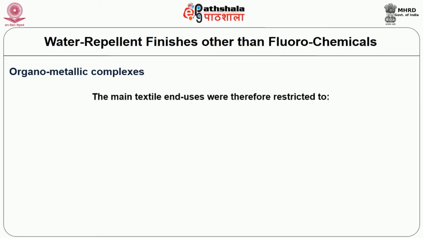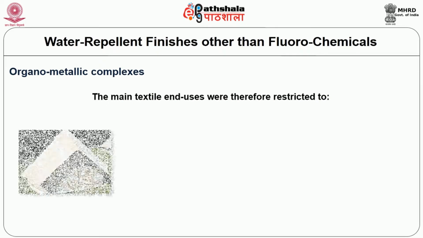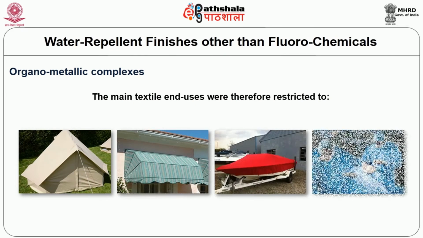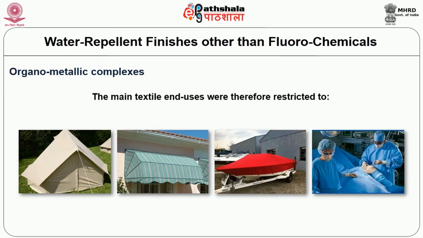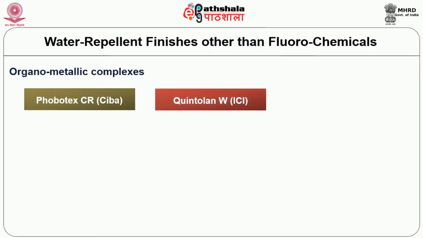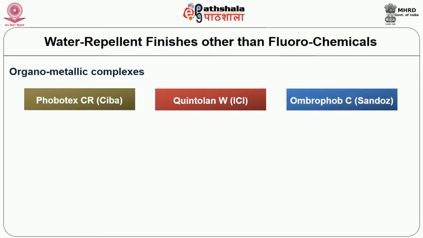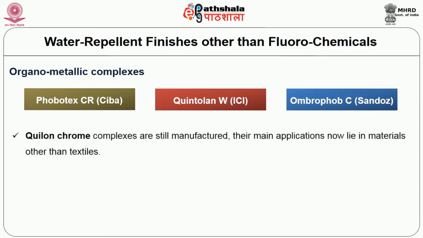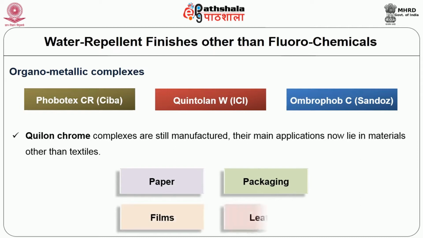The main textile end users were therefore restricted to tents, awnings, boat covers and surgical drapes and gowns made from non-woven materials. Similar products were marketed by a number of manufacturers. For example, Phobotex CR, that is Ciba, Cutolon W and Ombrophobe, while Quilon chrome complexes were still manufactured. The main applications now lie in materials other than textiles such as paper, packaging, release films and leather.